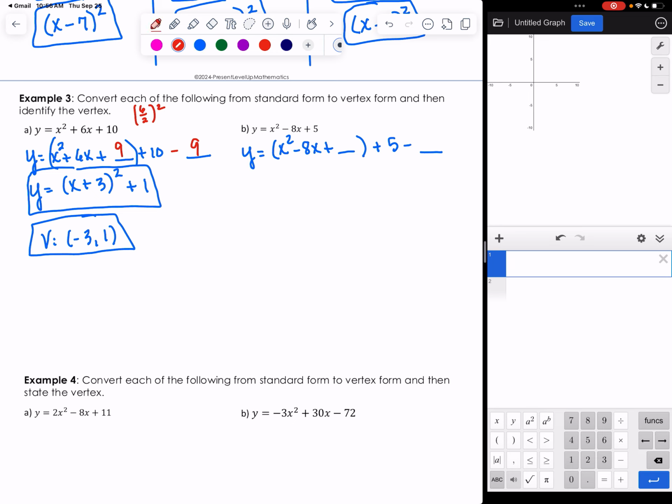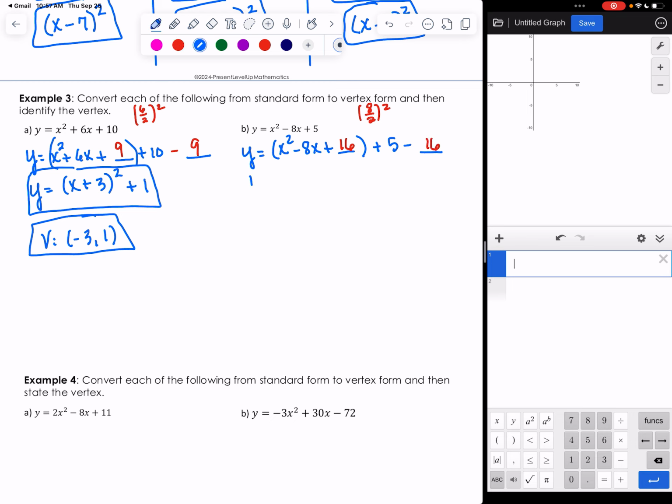Now remember, to figure out that number, you're going to take your middle number, divide it by 2, and square it. So 8 divided by 2 is 4. 4 squared is 16. So I'll add 16 here and subtract 16 here.